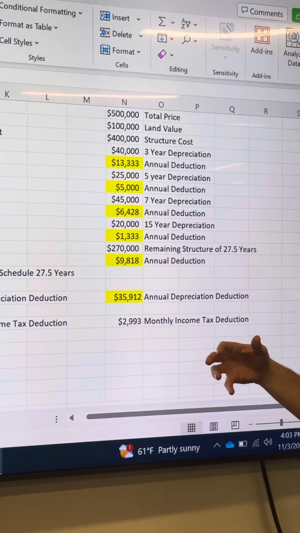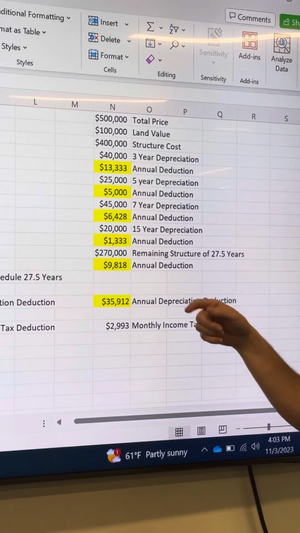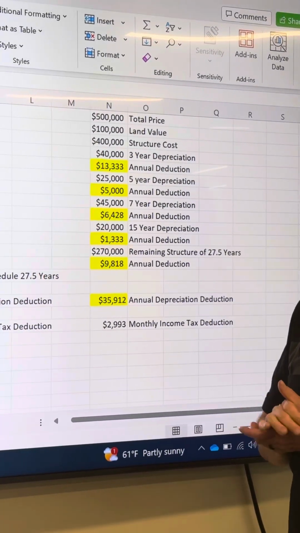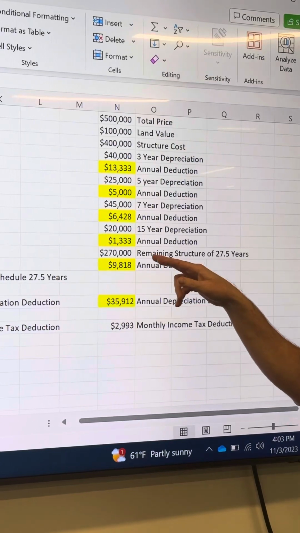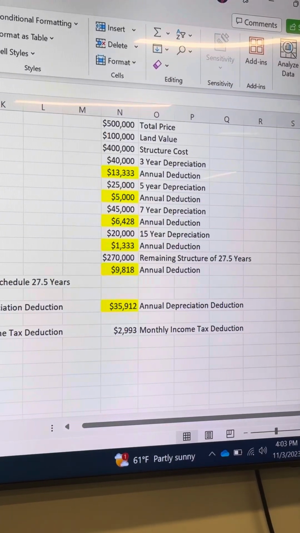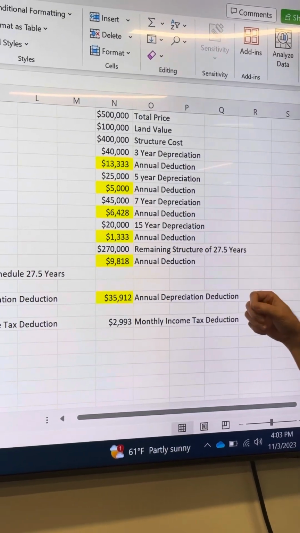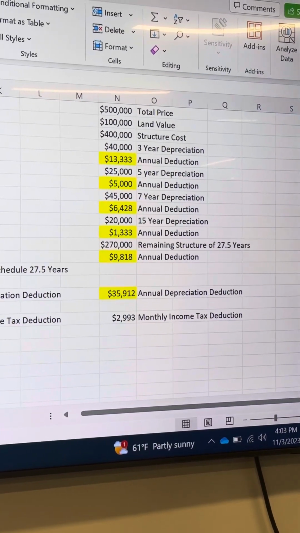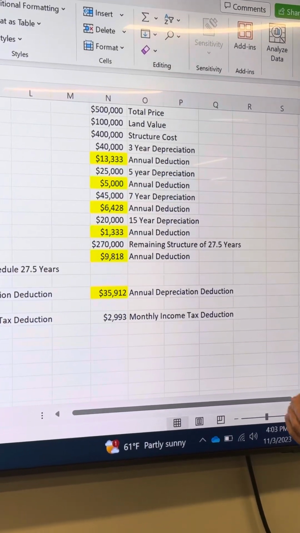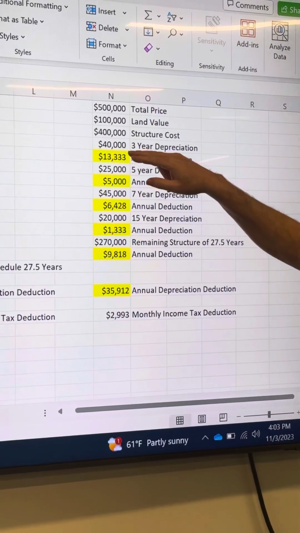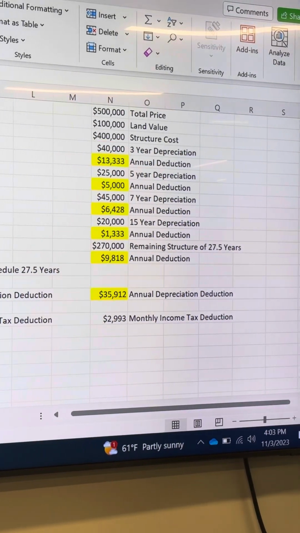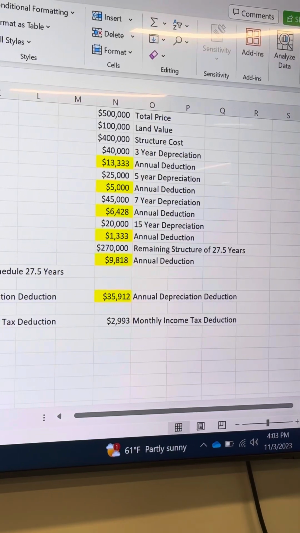that we have segregated out, that leaves us with the remaining $270,000, which is probably going to be a lot of your structure, your shell of the property. And that remaining piece, then you use your normal 27.5-year depreciation schedule. So you divide the 270 by 27.5, which gives you $9,818 in annual deduction for the 27.5 years. Now, the difference here is that you would add all of these up, giving you a total of $35,912 in annual depreciation deduction.